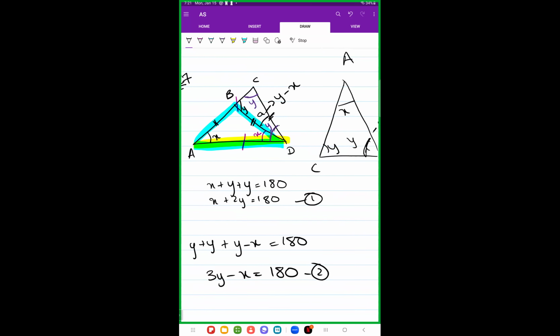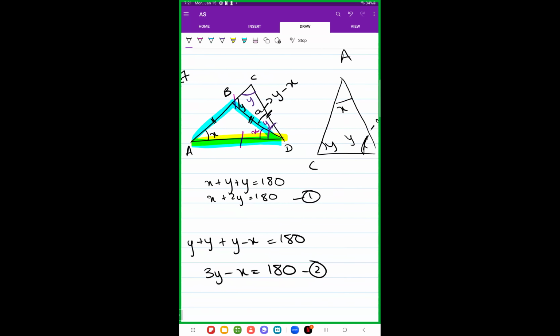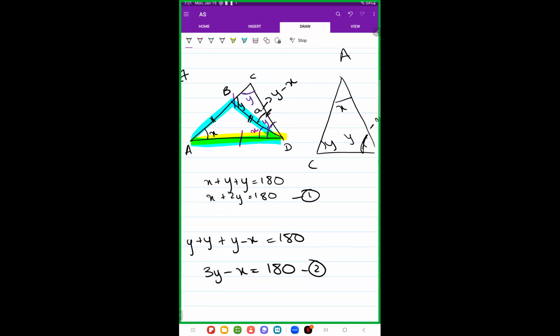I labeled y on my own, then I labeled a on my own, and I wanted only two unknowns to be there. So I removed a and converted it in terms of x and y. But our main goal is to find x. Once you solve both of the equations simultaneously, you'll find x as well. So we have x plus 2y equals 180, and then we have 3y minus x equals 180, and then we solve it simultaneously, and then we get it.